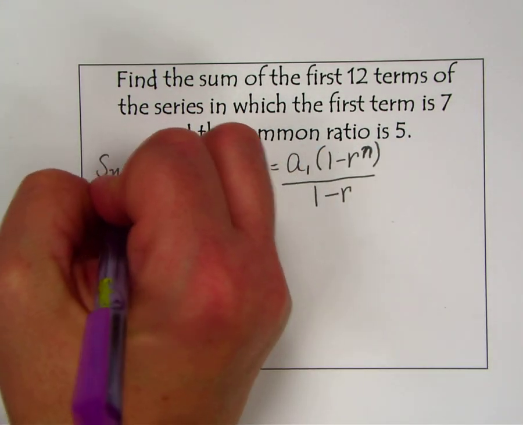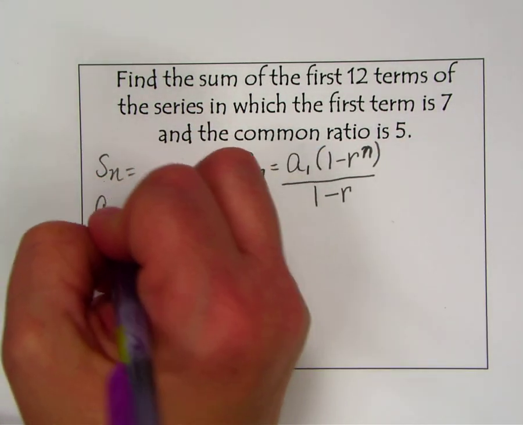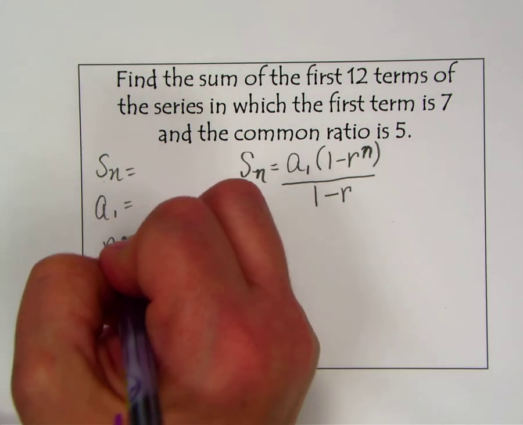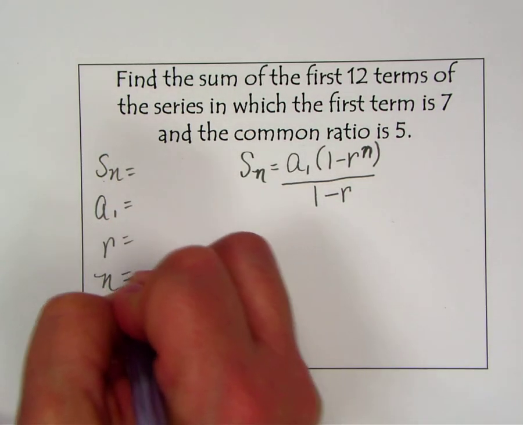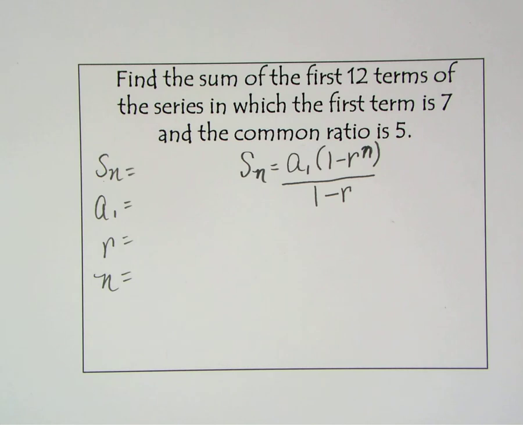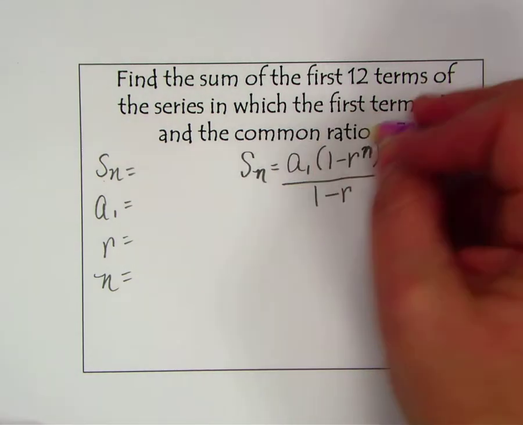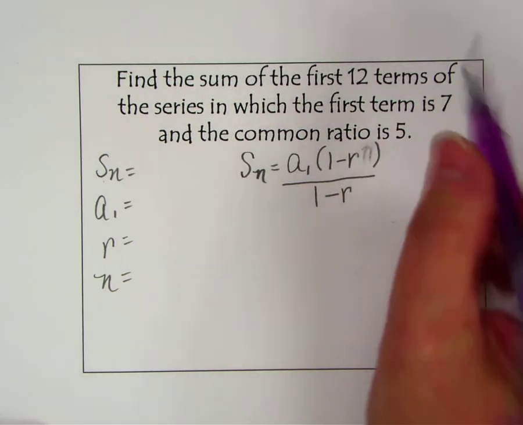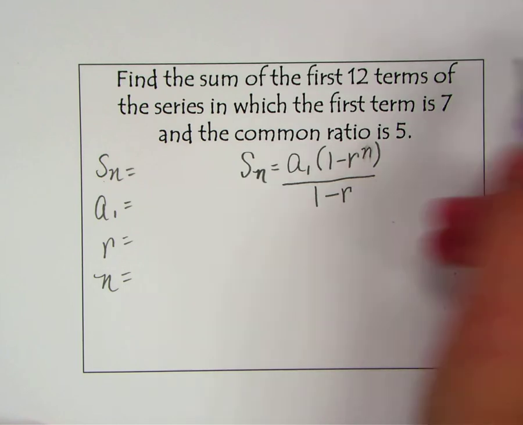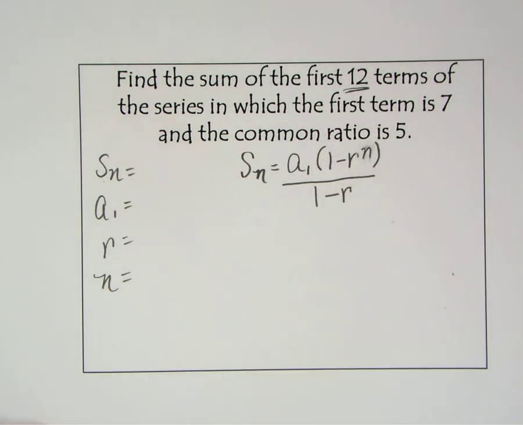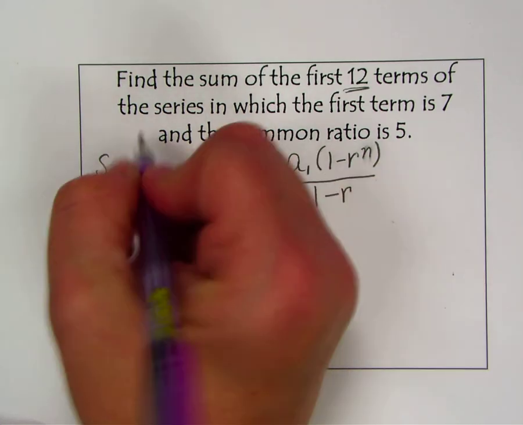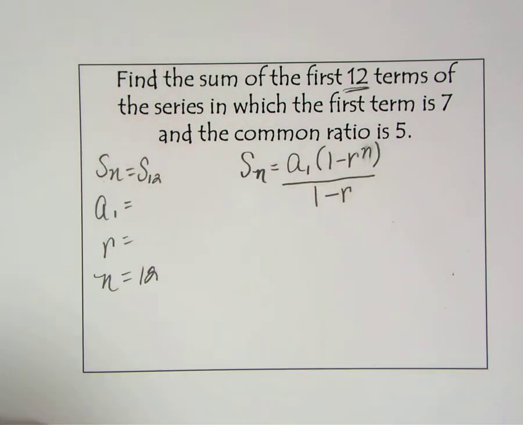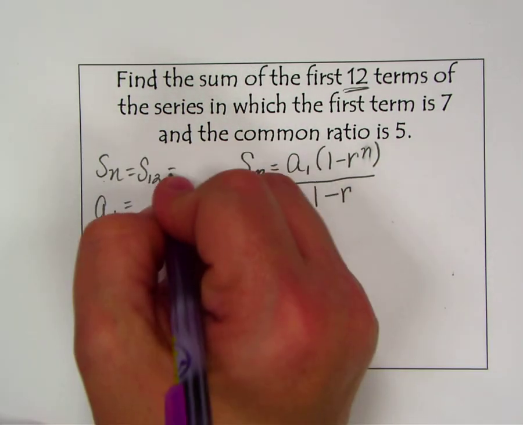So let's write down all the variables. See what we know and what we need to know. So what do we know? There's 12 terms. Okay, we know that there's 12 terms, so what does that tell us? n is 12. Good. So this is the sum of the first 12 terms, right? Yeah. That's what we're looking for.